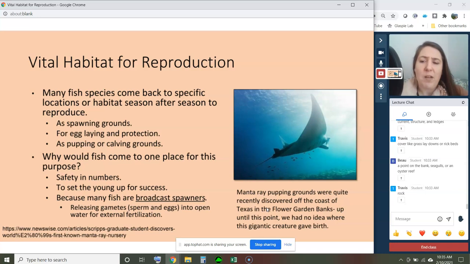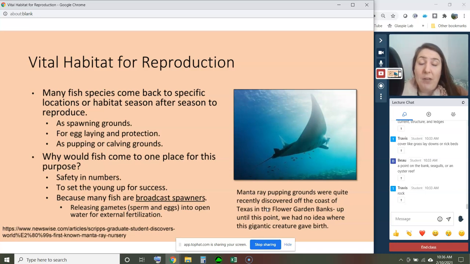Pupping is usually a word that we use for, for instance, shark birth, which is usually not laying eggs. It's actually live birth. And then calving is a term that we use for live birth by whales. So if you hear those terms, those have pretty specific connotations. So why would fish come to one place for this purpose? Well, first of all, there's safety in numbers.